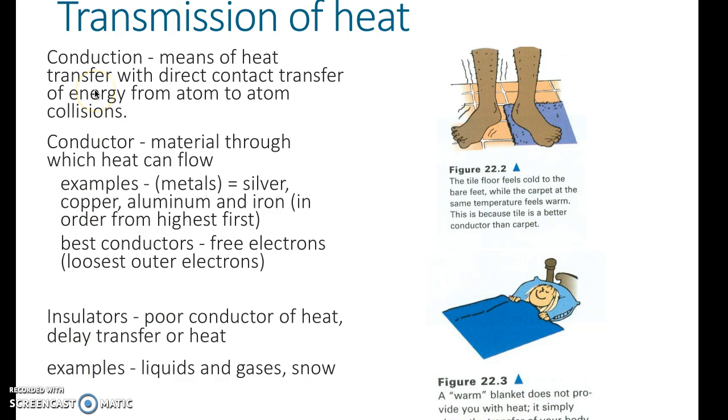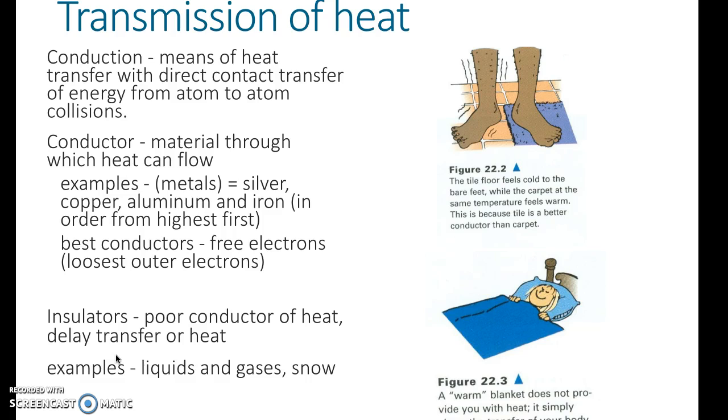Now, when heat gets transferred, there are some things that are really good at transferring heat and some things that are not very good at it. Things that are good at transferring heat we call conductors, because they allow the transfer of heat through direct contact. Conductors are materials that heat can flow through very easily, and some examples are metals, and the best conductors are things that have free electrons, where electrons can easily travel. Insulators, on the other hand, are poor conductors, and they slow down the transfer of heat.